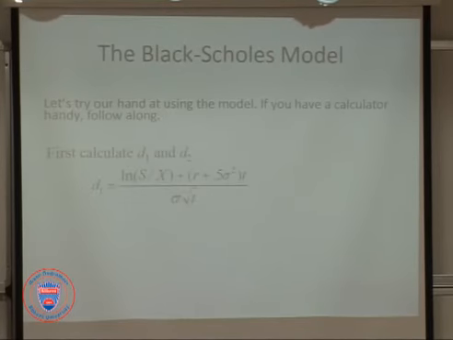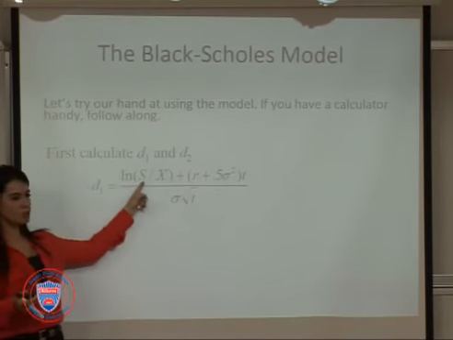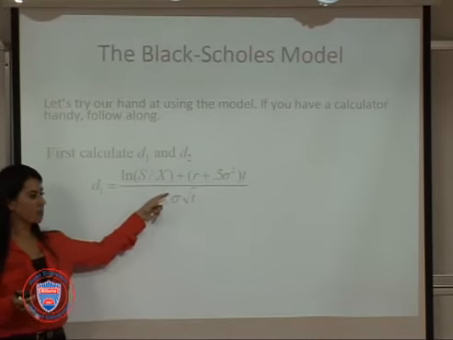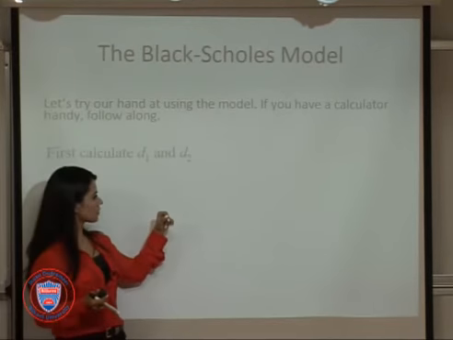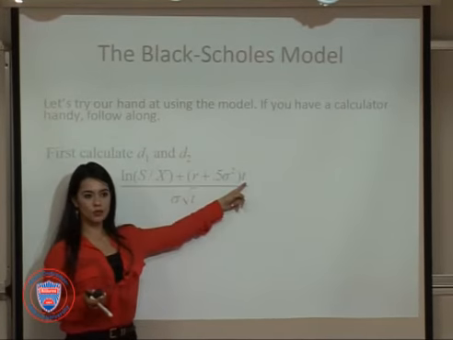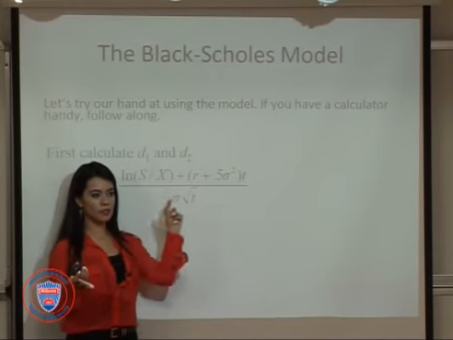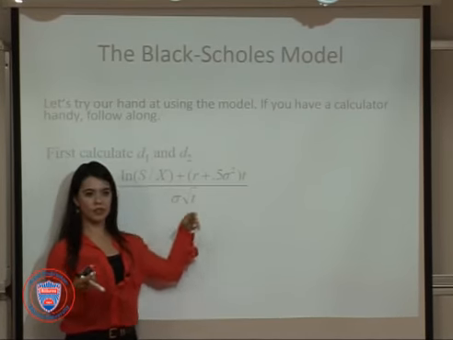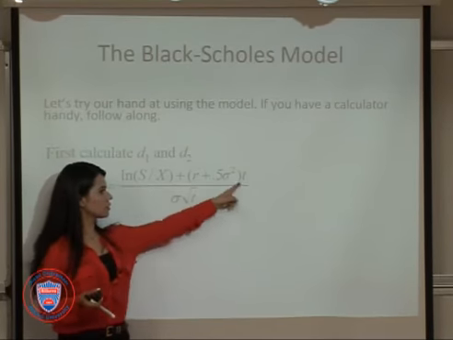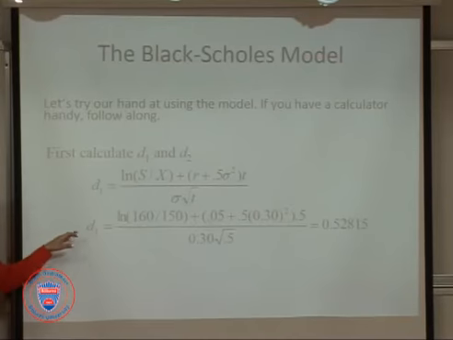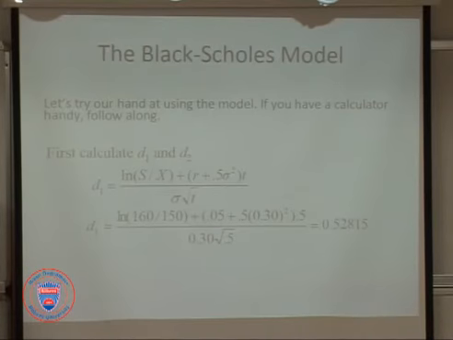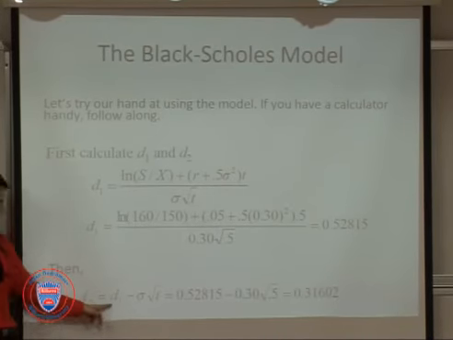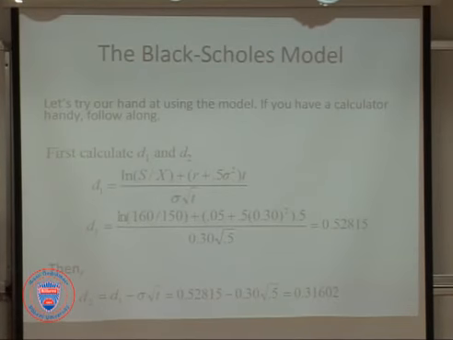So what am I going to do? I'm going to calculate D1 and D2. Stock price is 160. Exercise price is 150. Risk-free rate was given, which was 5%. And T will be equal to 1/2. Why? Because it's a 6-month option. So T is in terms of years. You have half a year, so this should be equal to 0.5. If you plug all the numbers in, D1 will be equal to 0.53. And D2 will be equal to D1 minus the volatility times square root of T. So it's going to be equal to 0.31.